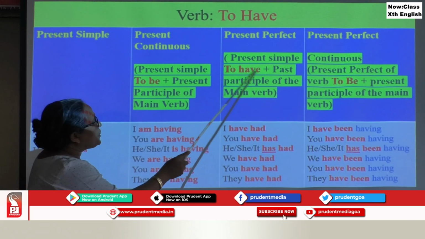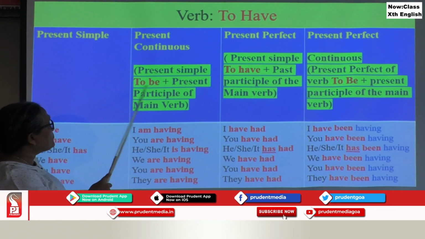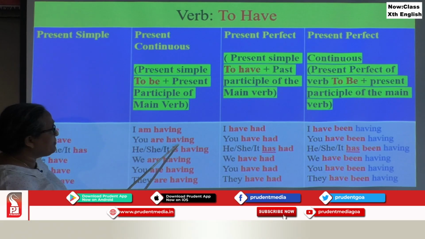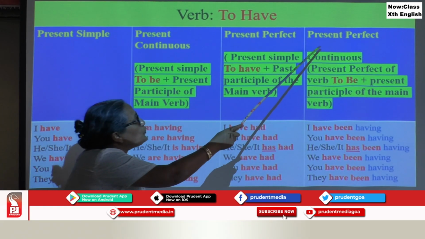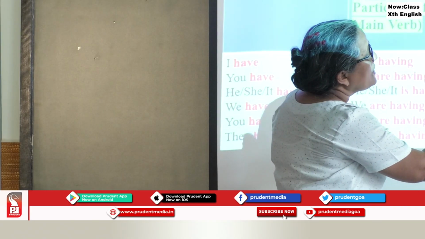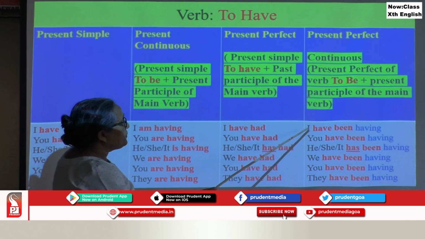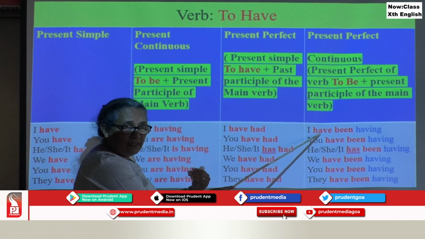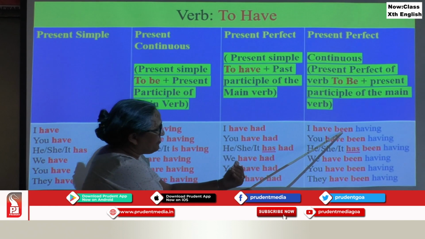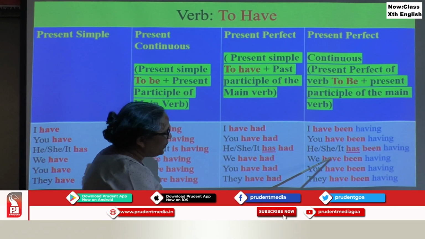There are two verbs here. Verb to have plus past participle of the main verb. Verb to be plus present participle of the main verb. Two verbs. How do we do present perfect continuous? Means present perfect of the verb to be. That is present perfect of verb to be we learnt in the previous verb. I have been, you have been, he, she, it has been, we have been, you have been, they have been.